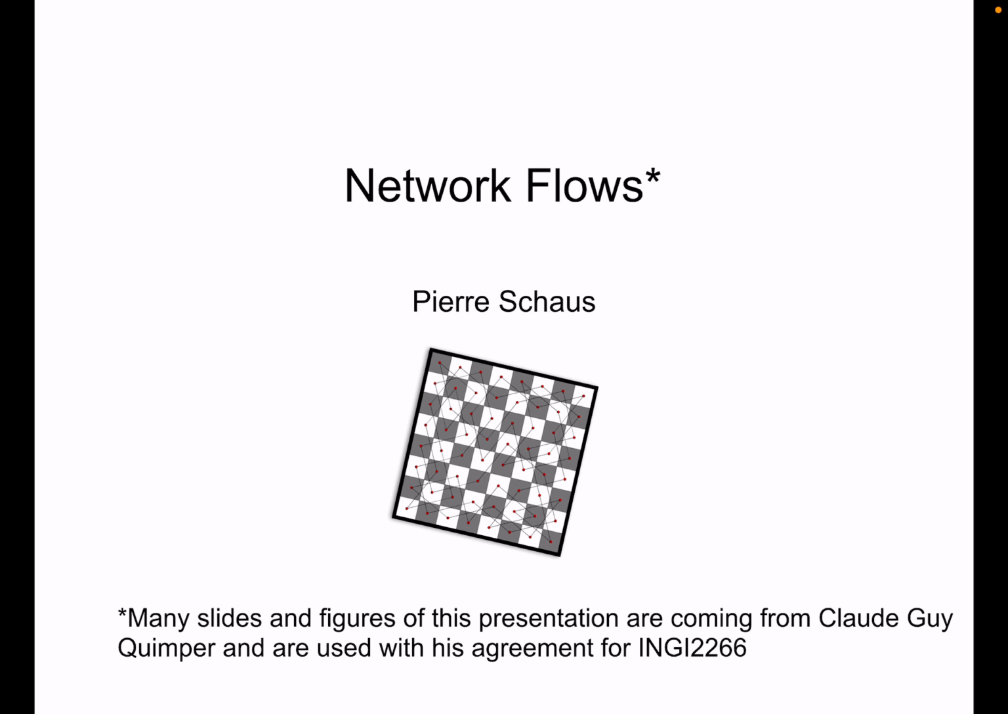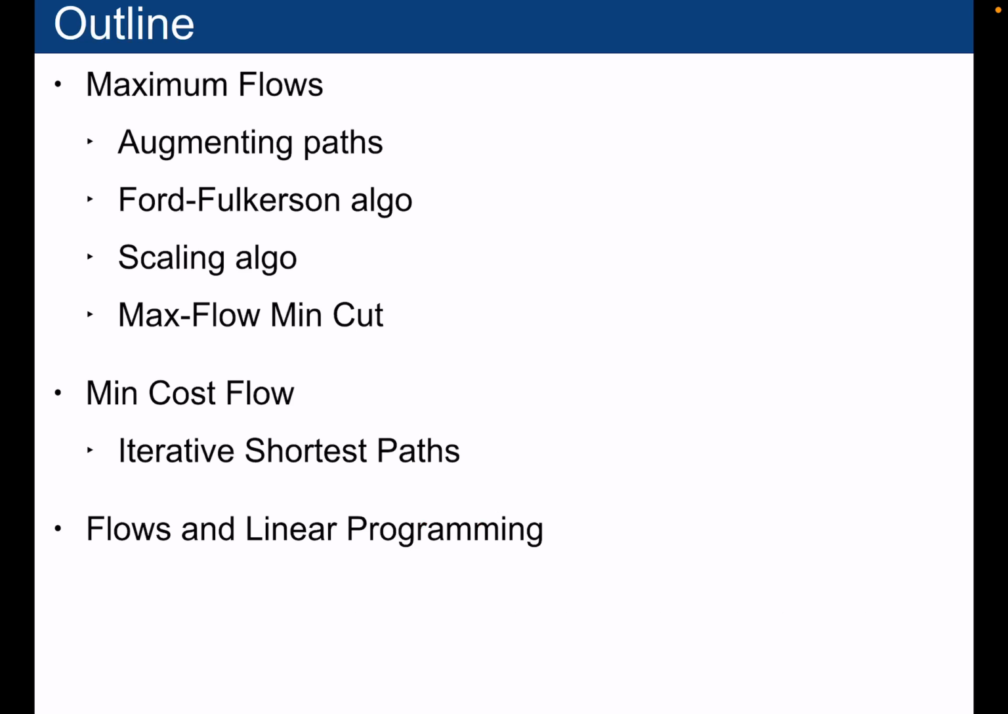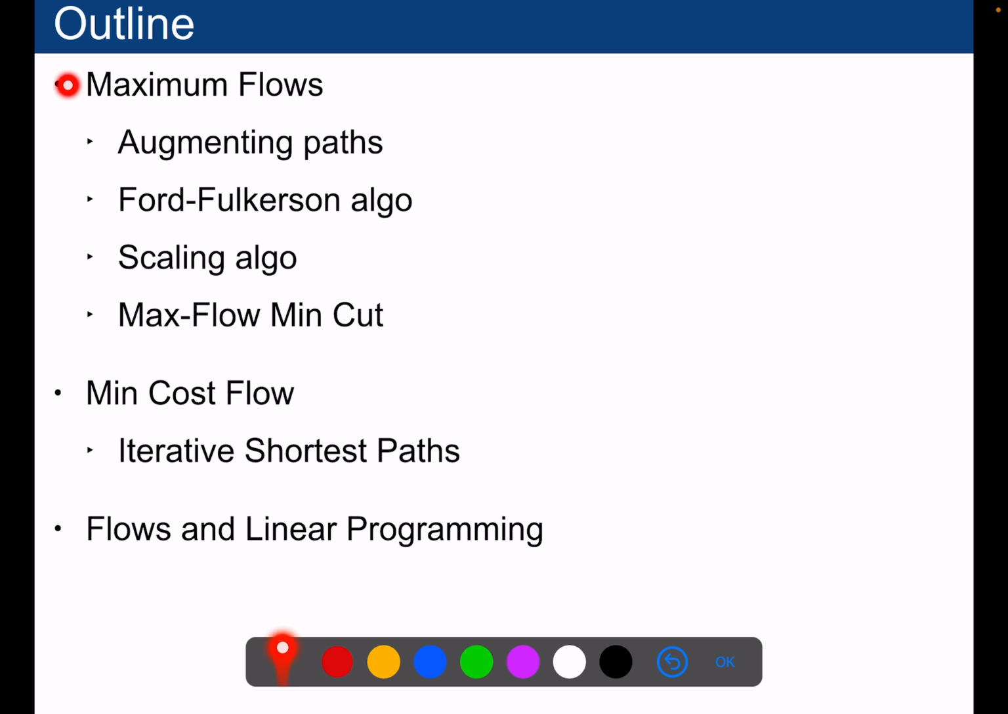We will discuss network flows. We will see the problem of maximum flows, and we will study several algorithms for solving that problem. The augmenting path algorithm, which is the Ford-Fulkerson algorithm. And then we'll see two improvements that we can do. And one idea to make it strictly polynomial will be the idea of scaling algorithms.